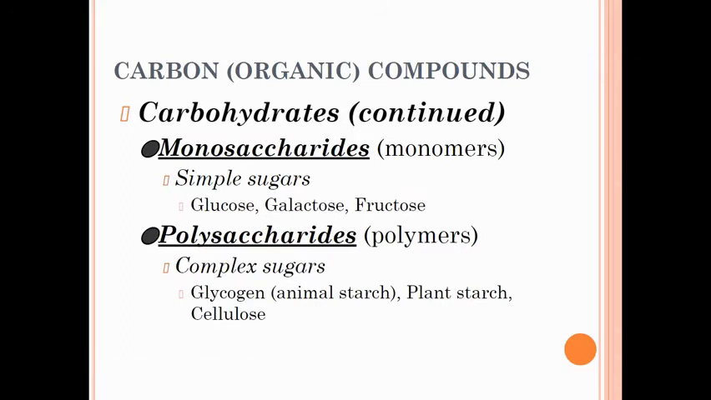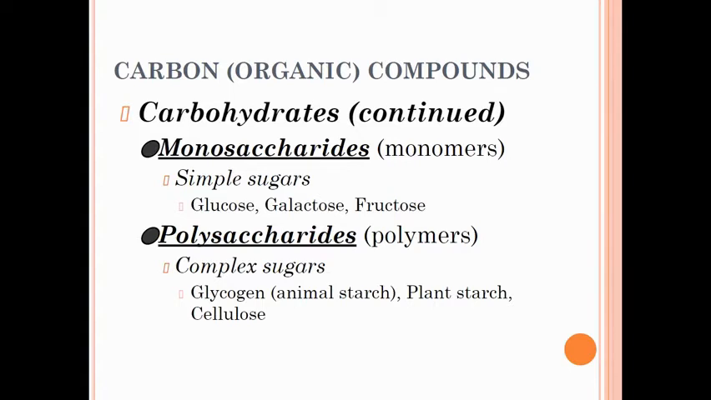Monosaccharides would be the monomers. Monosaccharides are simple sugars. Mono means one, saccharide means sugar. So examples of monosaccharides are glucose, galactose, and fructose. Poly means many. Polysaccharides would be the polymers, the large molecules that are the carbohydrates, made of lots of smaller pieces or the smaller monomers. So these are complex sugars.